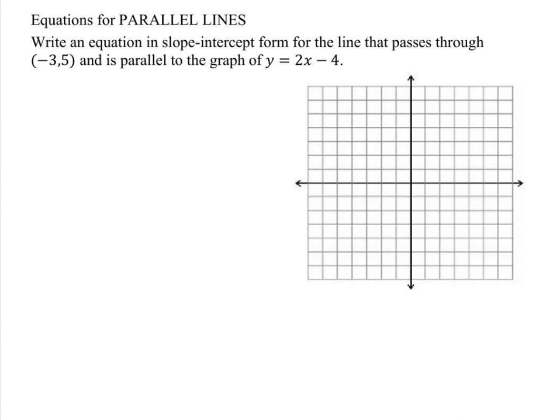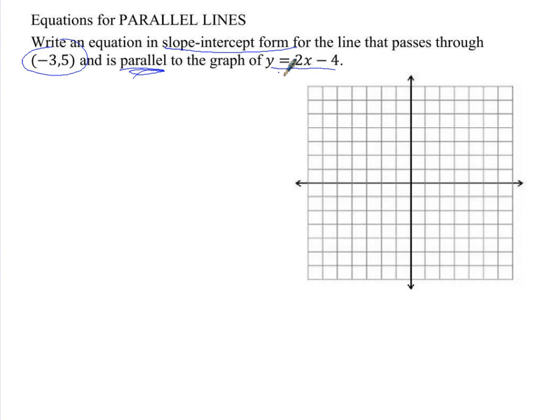It says write an equation in slope-intercept form. So what is slope-intercept form again? Y equals mx plus b. So that's what my equation is going to look like in the end. It says for the line that passes through this point and is parallel to the graph of y equals 2x minus 4. So my line is going to be parallel to this line.